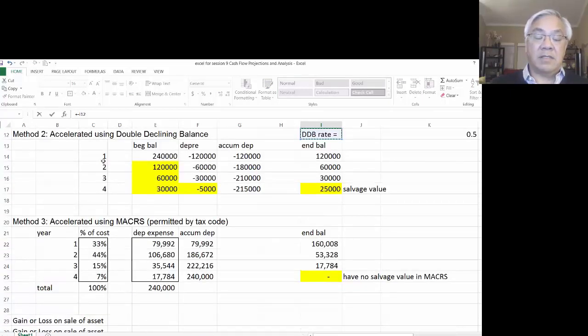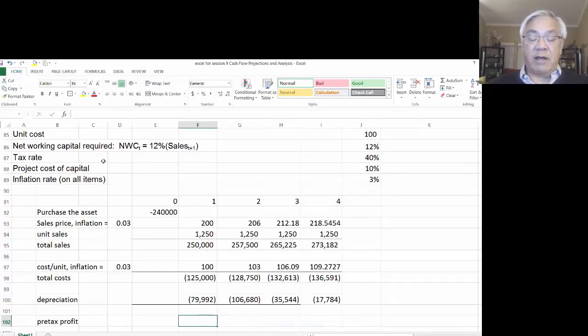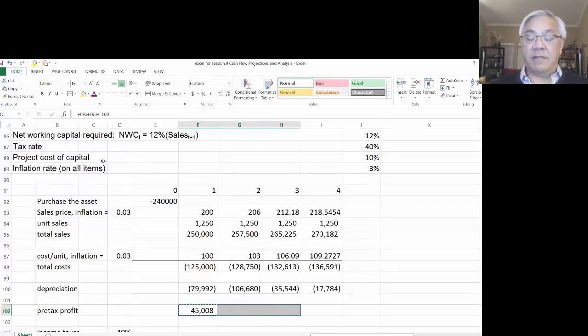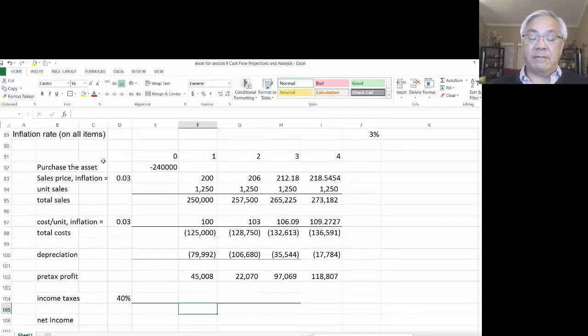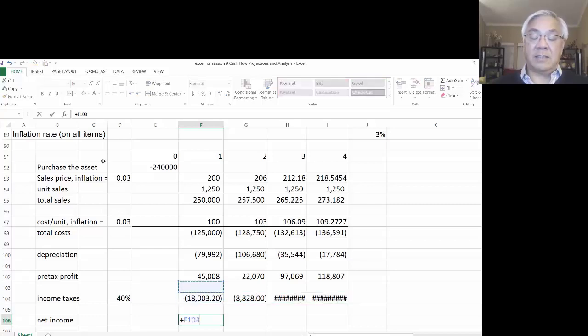So now we have pre-tax profit equals, so you see why I put negative numbers, is the sales minus the cost minus depreciation. And so this is our pre-tax profit. Then we have a tax of 40%, and I'll state that as a negative 0.4 times the pre-tax. Copy that across. And now we end up with net income, which is the pre-tax minus taxes. Copy that across for the years.